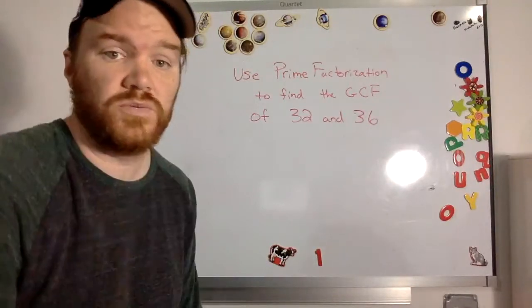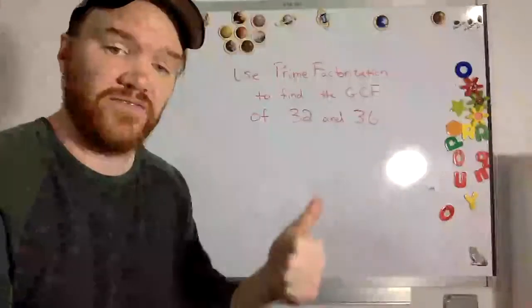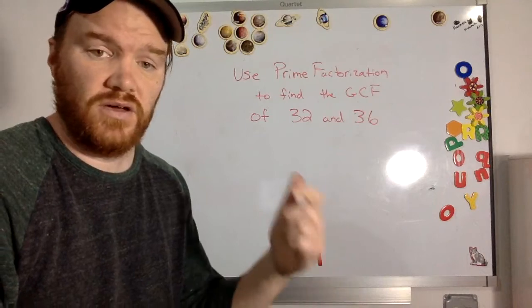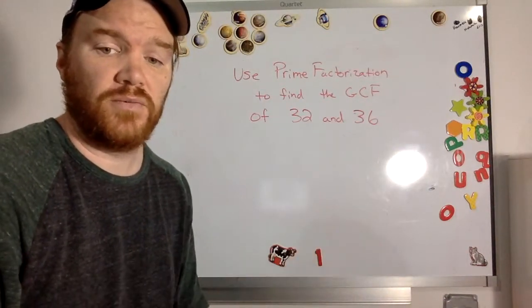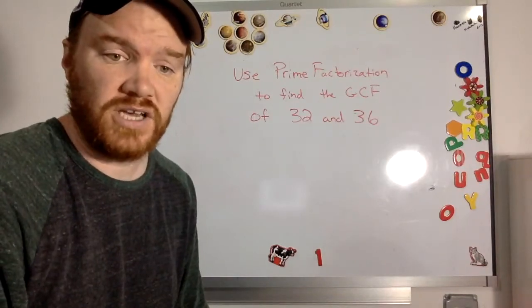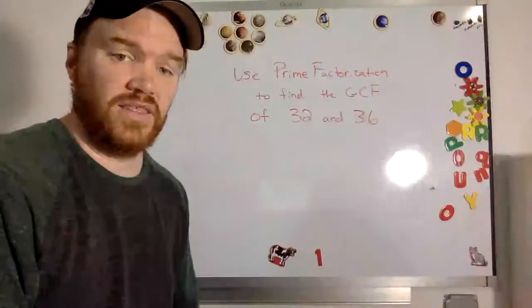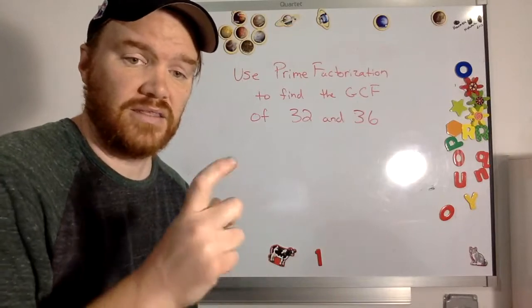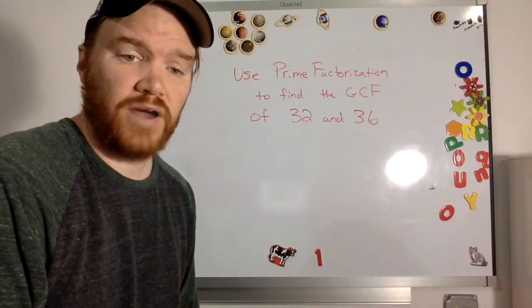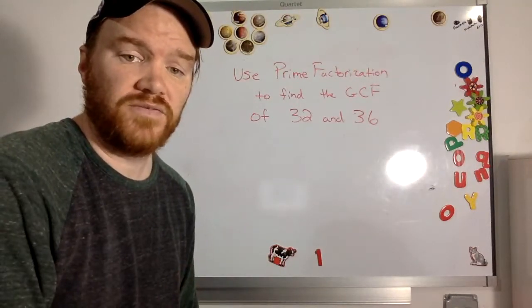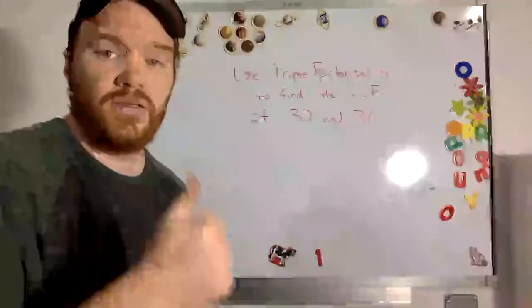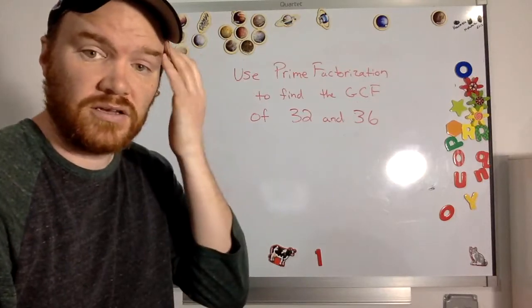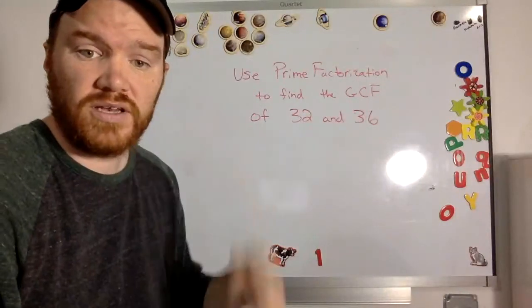Go ahead and use prime factorization. So I'm going to want to see a factor tree for 32, a factor tree for 36. I'm going to want to see what the prime factorization of each of those are, and then that you're combining the prime factors and you're multiplying them out to figure out what the greatest common factor is. Okay, go ahead and do that, and good luck, and make sure to go ahead and submit those to me.